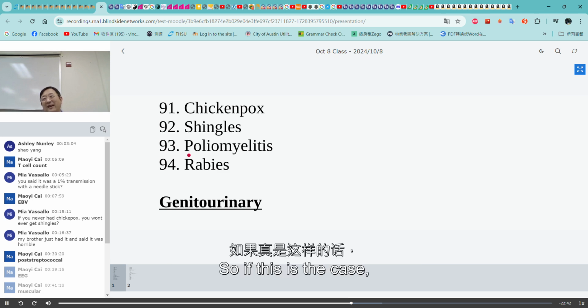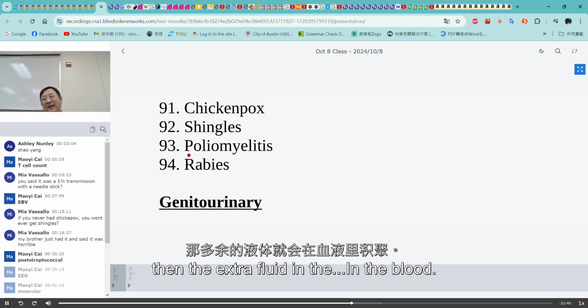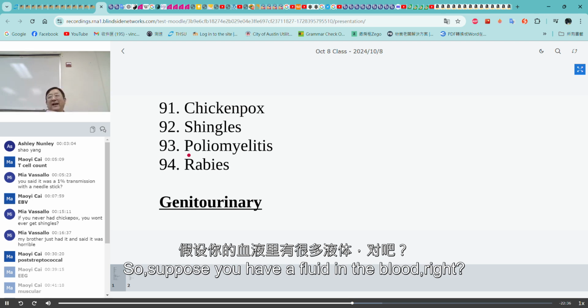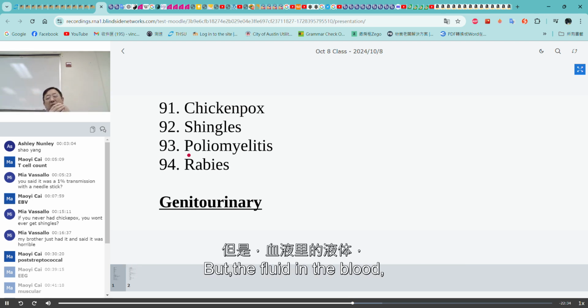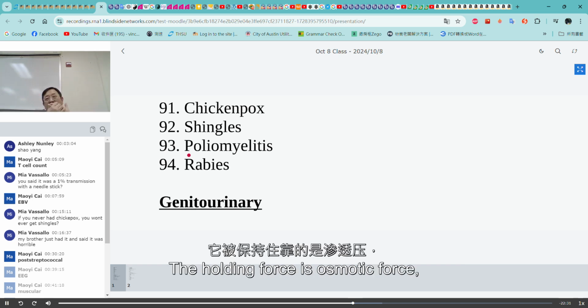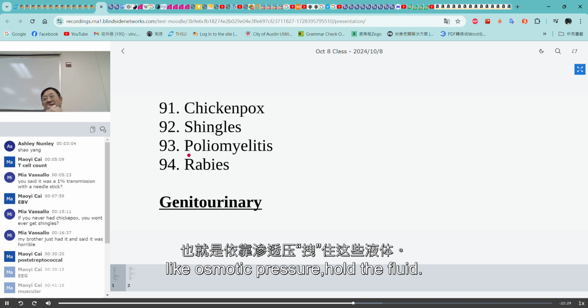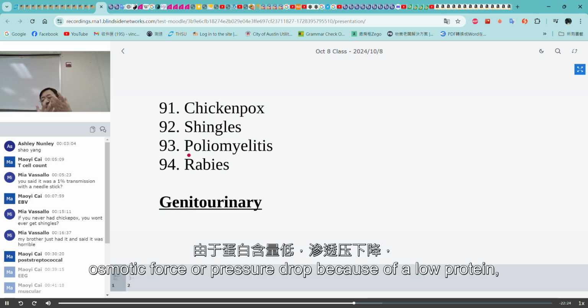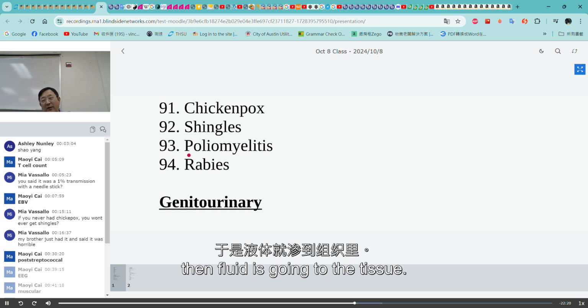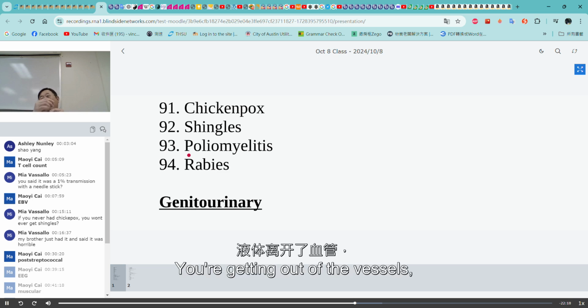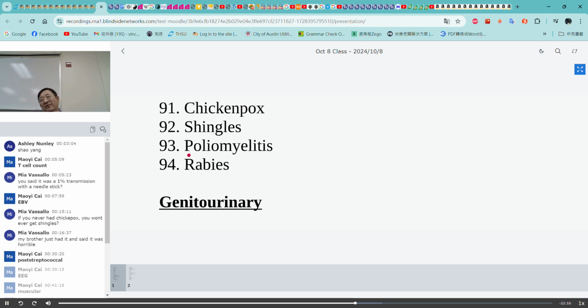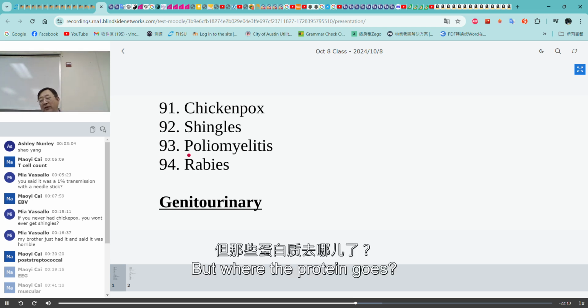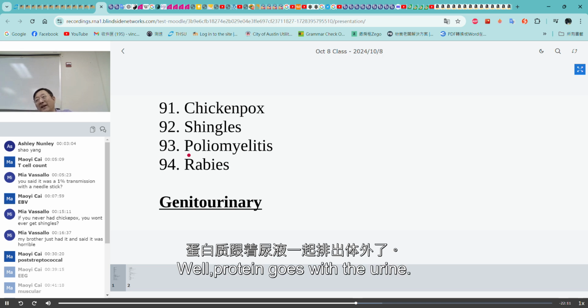So if this is the case, then the extra fluid in the blood. Suppose you have fluid in the blood, right? The holding force is osmotic force, like osmotic pressure, that holds the fluid. But when osmotic pressure drops because of low protein, then fluid goes to the tissue. It gets out of the vessels and stays in the tissue. Got it? But where does the protein go? Well, protein goes with the urine.